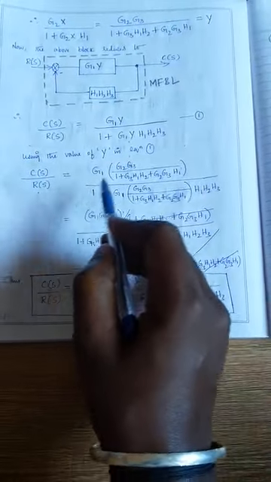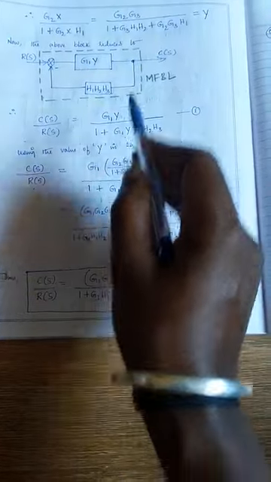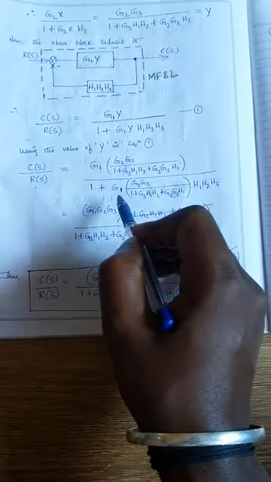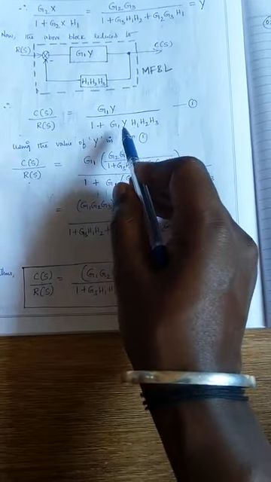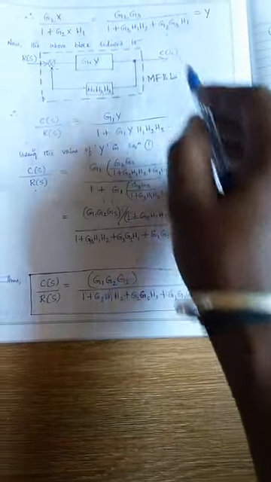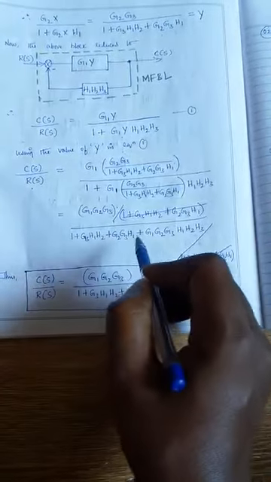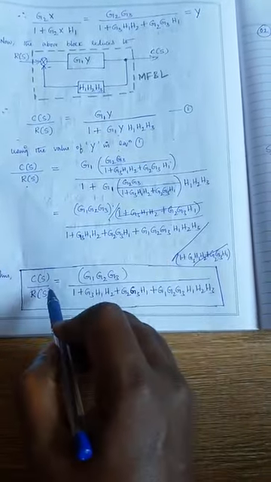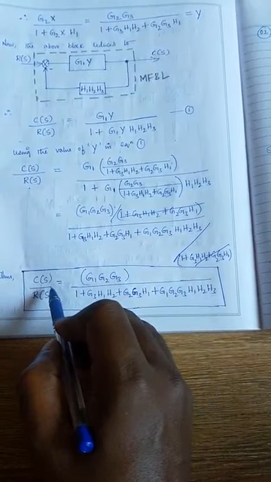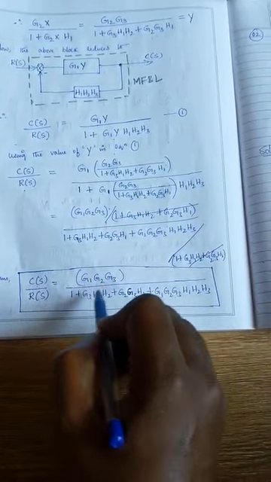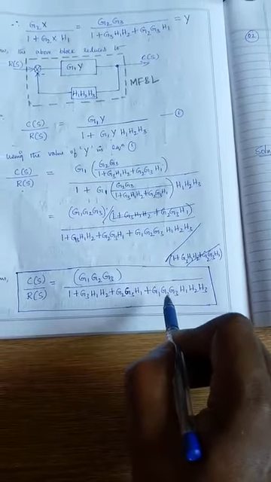Now use the value of Y. So C of S by R of S, I use the value of Y, so G2, G3 divided by this one, again 1 plus G1 is there as it is, and H1, H2, H3 is kept as it is. After the simplification, we are going to get the final expression or the transfer function C of S by R of S equals G1, G2, G3 whole divided by the respective denominator.